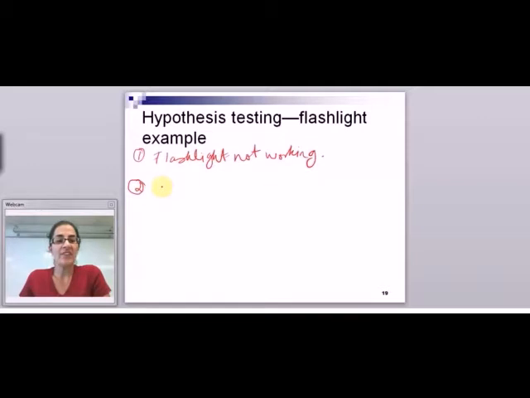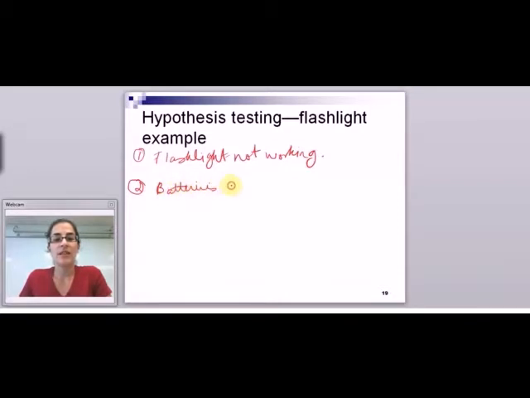So we want to come up with a hypothesis that explains that observation. And so there's a lot of different things that could be going on, right? Your batteries could be dead, the bulb could be dead. That's just a couple of the possibilities. But remember that a hypothesis needs to be specific. So I need to choose one explanation. So I'm going to go ahead and choose that my batteries are dead. So my flashlight is not working because the batteries are dead.